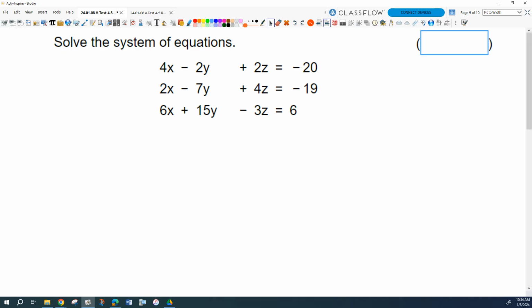Everybody see that? So like if we took these two equations right here, if I leave the top one alone and I multiply the bottom one by -2, look what we'd get then. The top row would just be 4x minus 2y plus 2z equals -20. If I multiply -2 through the middle row, I'm going to get -4x plus 14y minus 8z equals 38.